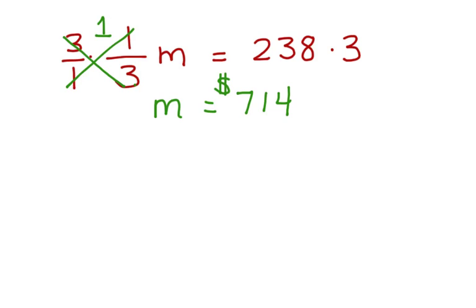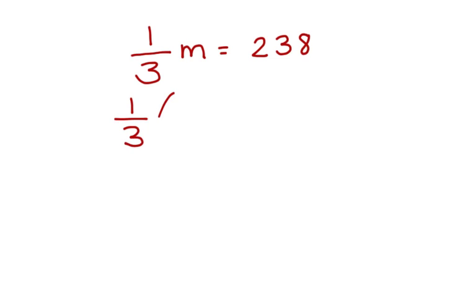We can also check our work. Let's take a look at how to do that. First, we start with the original equation. 1/3 M is equal to 238. Now, according to the work we just did, we know that M is $714. So we can say 1/3 times 714 is equal to 238.